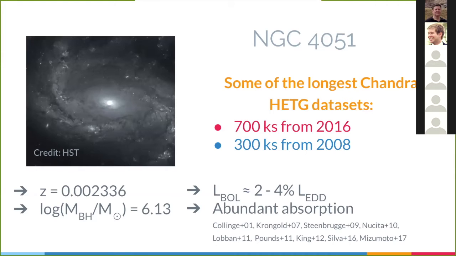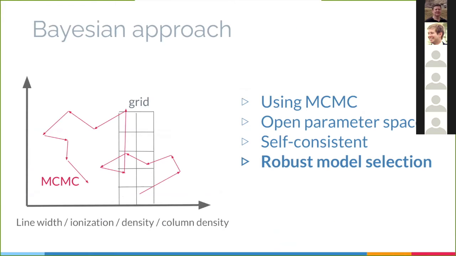So we're looking at two very long Chandra HETG observations of NGC 4051, which is a local Seyfert galaxy with a low black hole mass that is known for abundant absorption. The two epochs that are studied are an observation from 2008 and one from 2016, so they're spaced almost a decade apart.